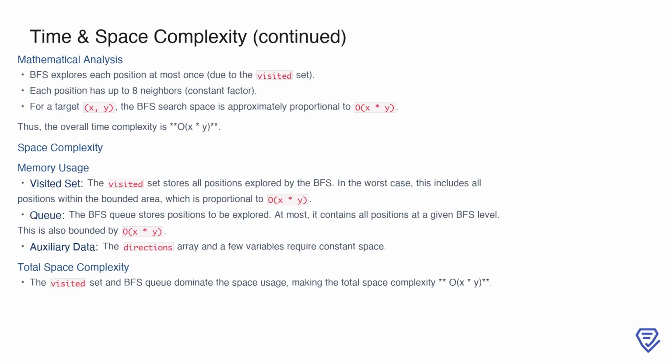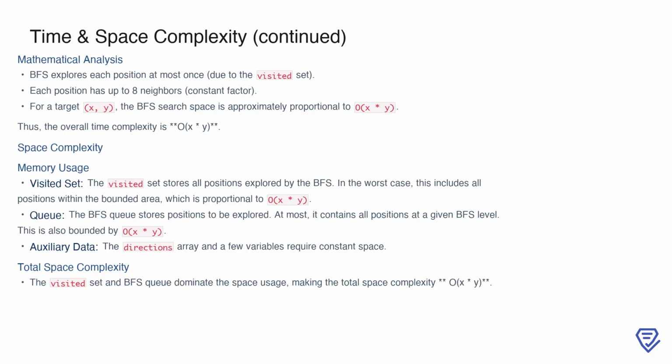To quantify this further, we can see that BFS explores each position in the search space at most once, thanks to the visited set that ensures no position is revisited. Each position has up to 8 potential neighbors, which is a constant factor. Therefore, for a target (x, y), the total search space is approximately proportional to O(x*y). This gives us an overall time complexity of O(x*y).